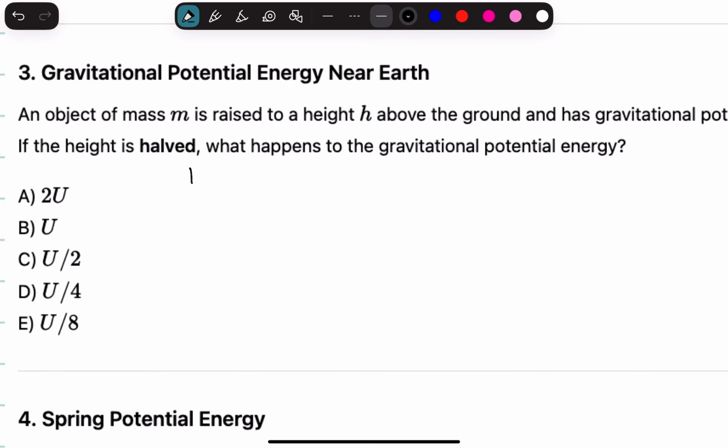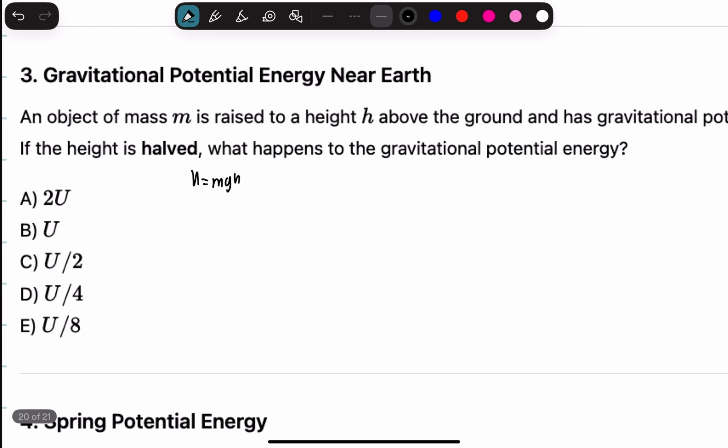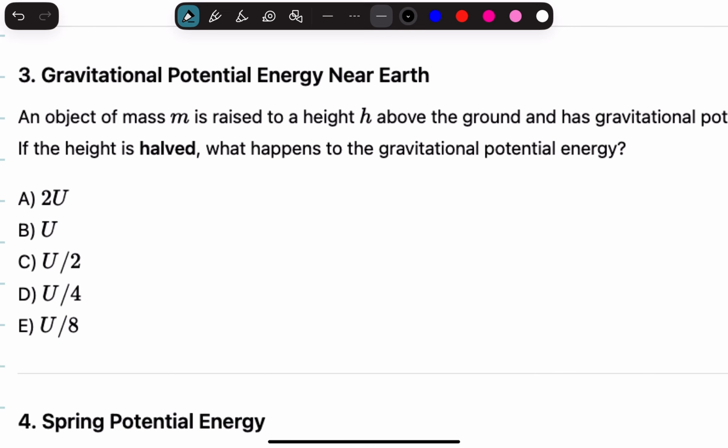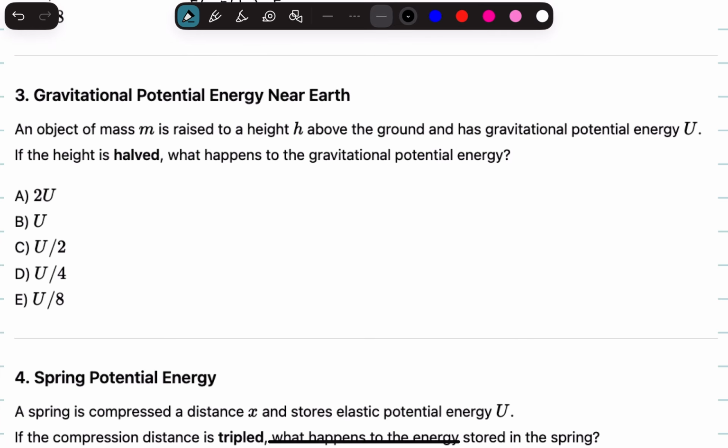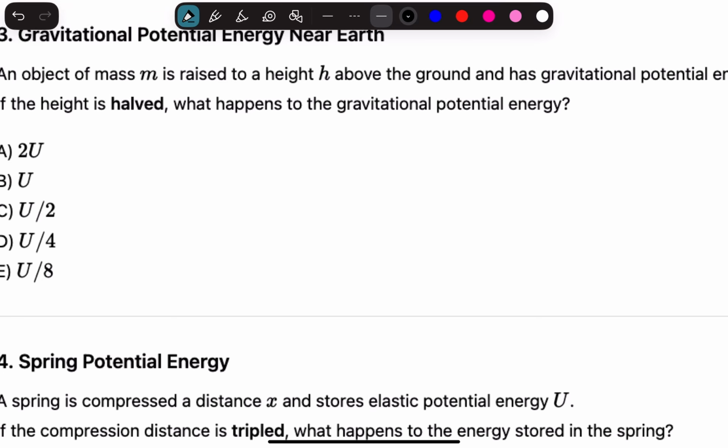So the formula you're going to use is U is equal to mgh for this. Now, let's read the question. An object of mass m is raised to height h above the ground and has a gravitational potential energy U. If the height is halved, what happens to the gravitational potential energy? So you use U is equal to mgh, where U is gravitational potential energy, m is mass, g is gravitational field strength, approximately constant near Earth.